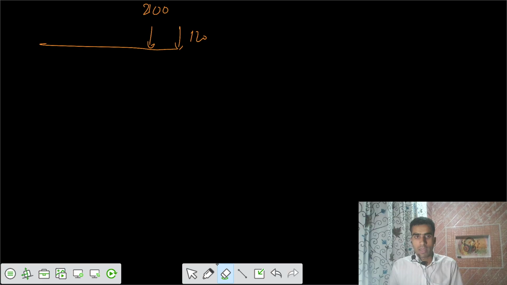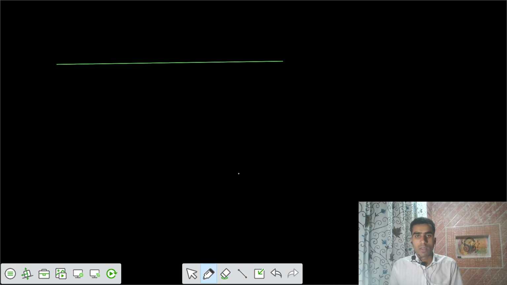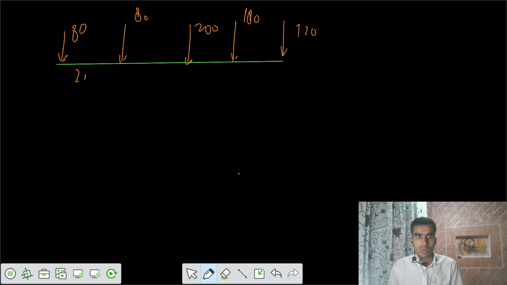Let's make it in a clean way. I would say you had these loadings. One was a loading of 120. After that we had 180. Then after that we had 200. After that we had 80, and after that we had 80. The spacings are 2 meter, 3 meter, 2 meter, 3 meter.